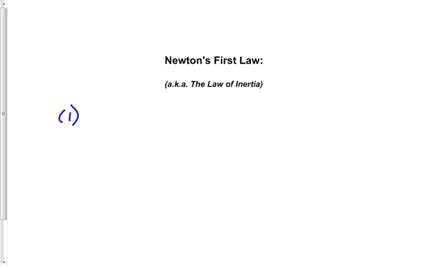The second aspect is an object in motion wants to do what? Yep. Good. An object in motion wants to stay in motion in a straight line at a constant speed until acted upon by an unbalanced force. Okay, the first one, an object at rest.